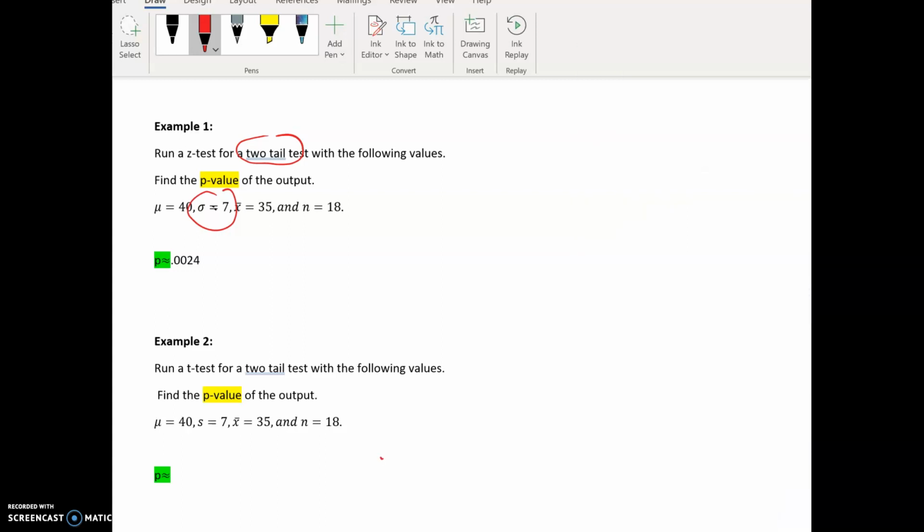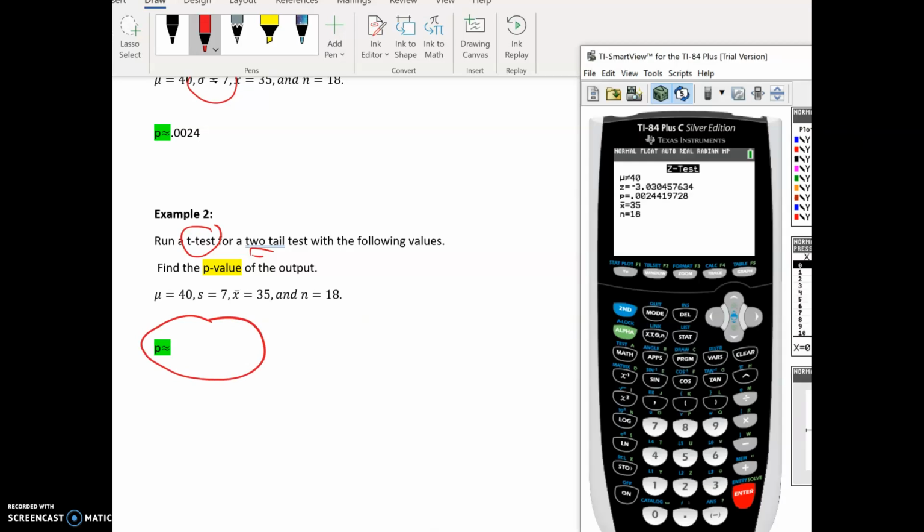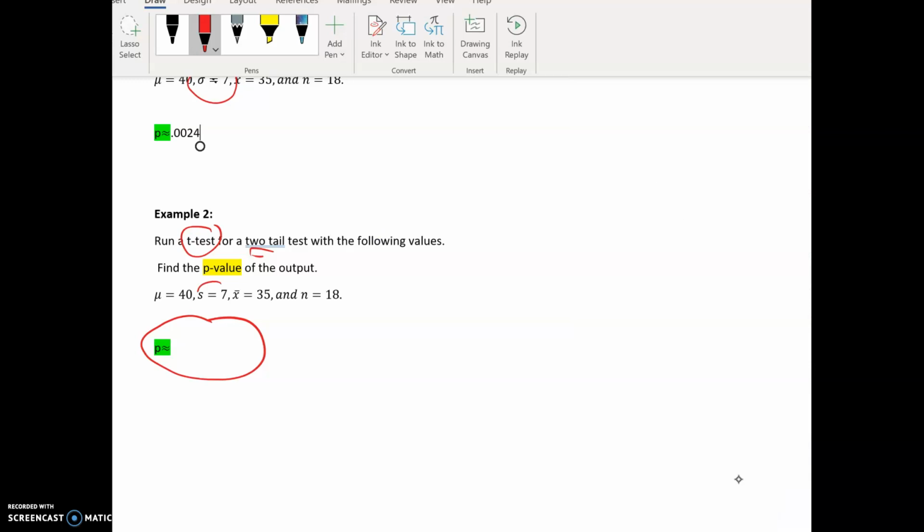Okay, let's go to the second example. And on the second example, they want us to run a t-test. In this case, it's a t-test. It's also a two-tailed test, and using the following values. And also, they want us to identify the p-value of the test. Now, just hit clear. So to run a t-test, you would just say stats, go to test. Your t-test is the second number 2 here. Please run it. And you will notice that in this case, the values of sigma are not given.